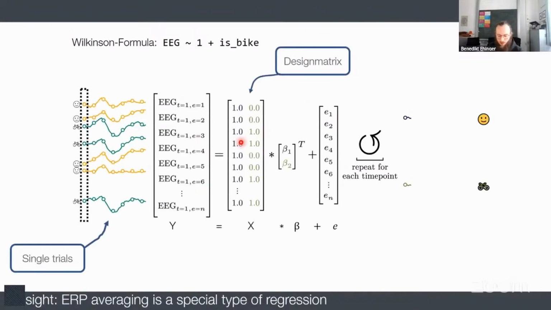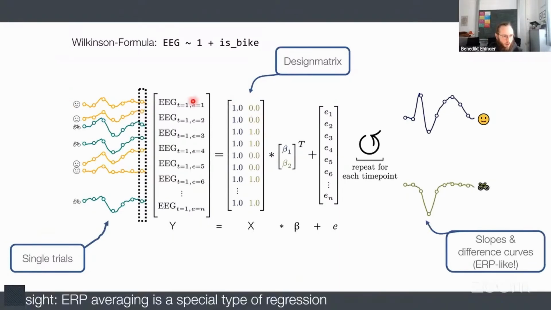So in this matrix here, what you could do is have a column that has a 1 only when the faces are there, and a 0 when the bikes are. So like the complement to this column here, and then you would get 2 ERPs, 1 for the bike and 1 for the face, and no difference curves. But as soon as you add more effects here, not only bike but many other effects, then an intercept is typically something that you would want to have.